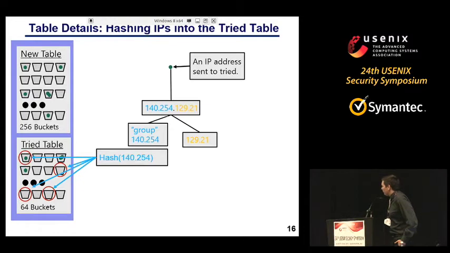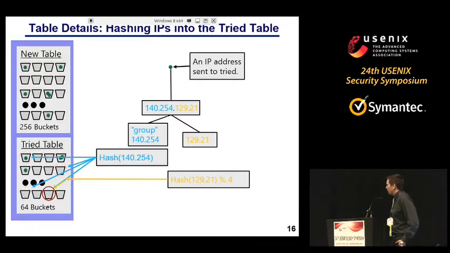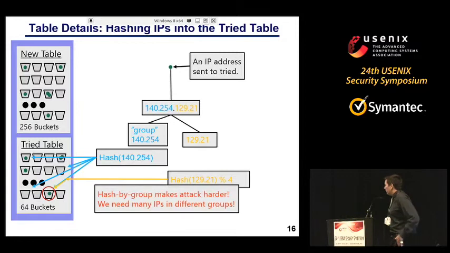We hash the group to 4 buckets, so it chooses 4 buckets. And then the second part of the IP chooses one of those buckets for the address to be placed in. Now, this actually makes the attack more difficult. Imagine you have a whole bunch of contiguous IP addresses. Many of them will be within the same group, unless it's an enormous amount of contiguous IP addresses. They'll be within the same /16, and you're only going to be able to fill those 4 buckets.